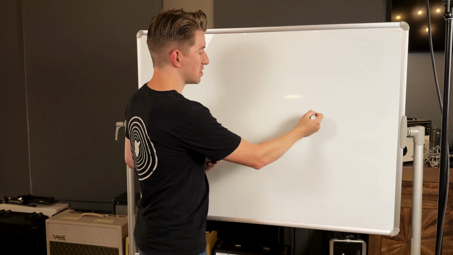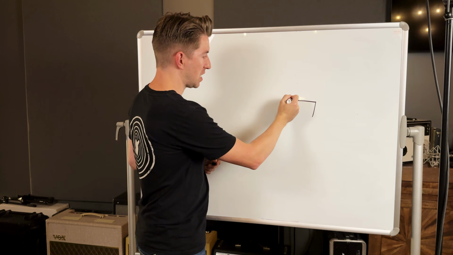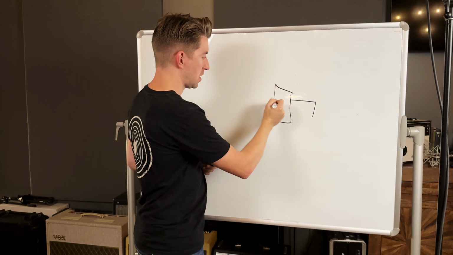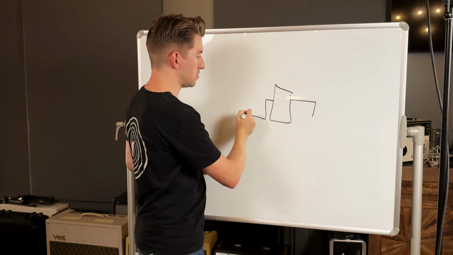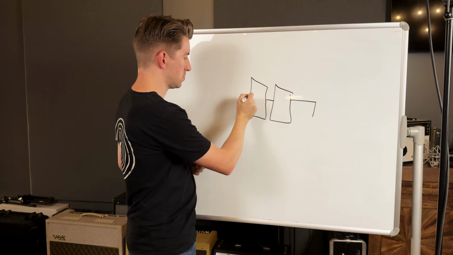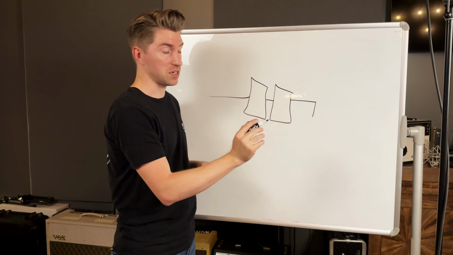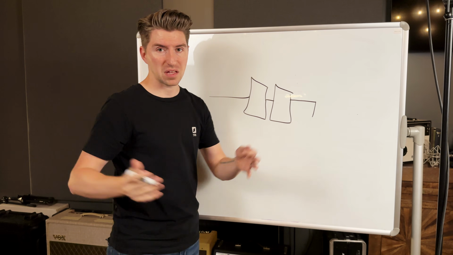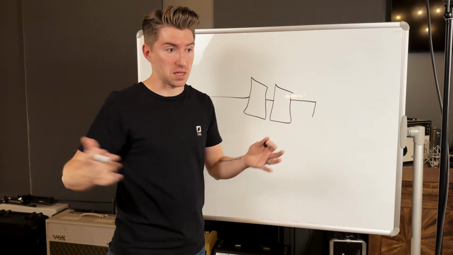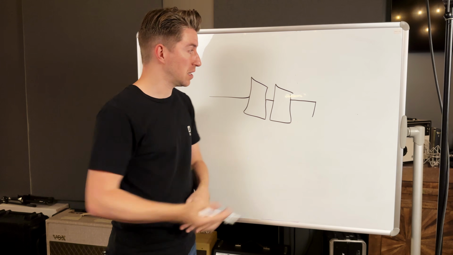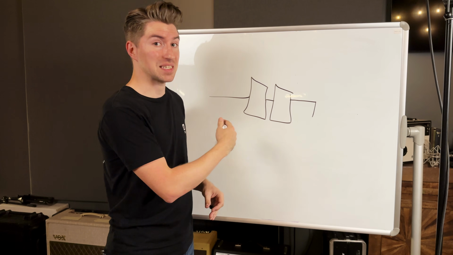So your guitar comes in, it goes into a box, comes out of that box, goes into another box, and so on and so forth. These two effects are now in series. One happens after the other. Think of it like a Netflix series. They happen in a certain order, right? So that's guitar effects in series.